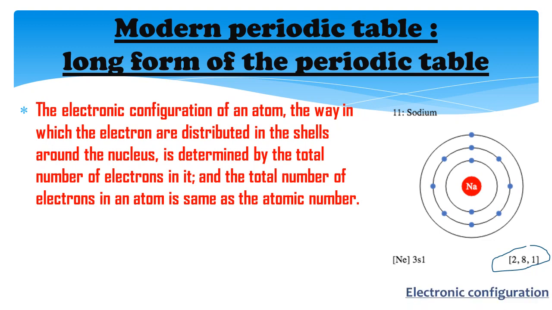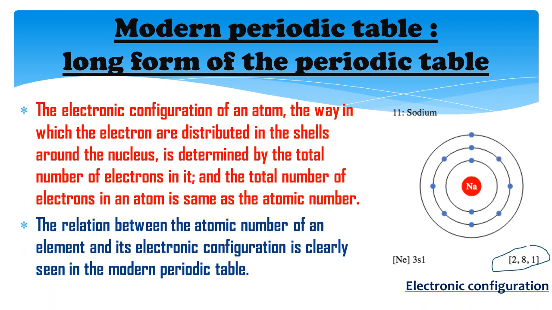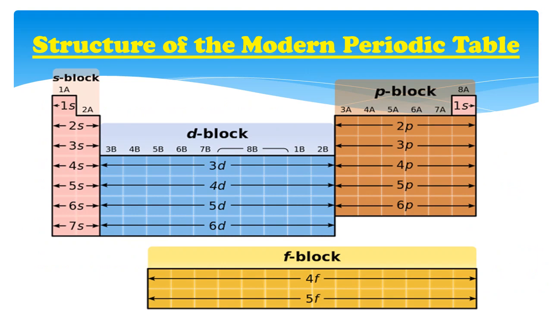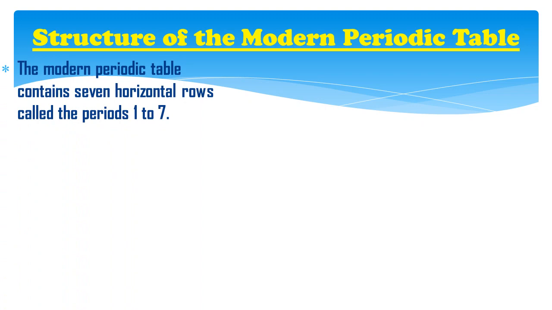And the relation between the atomic number of an element and its electronic configuration is clearly seen in the modern periodic table. Now students, let us understand the structure of the modern periodic table, which is the long form of the periodic table and contains a total of 118 elements till now. The modern periodic table contains 7 horizontal rows called periods.